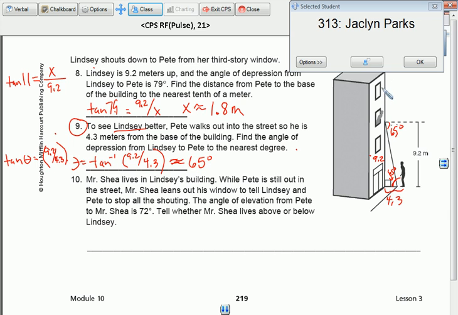Would that put Mr. Shea up here, or would that put him down here? Jacqueline, what do you think? Higher or lower? If higher, there's Mr. Shea. Ding, ding, ding, we have a winner. Good job, Jacqueline.